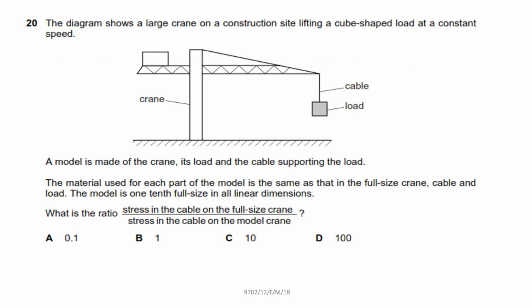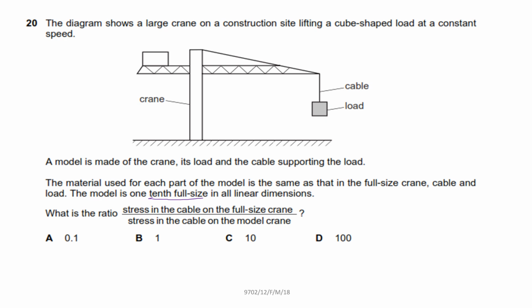Okay, for question number 20, this is a model crane in which a load is attached with a cable. This is a crane, and in this question the material used for each part of the model is the same as that in the full scale crane, so the materials are the same. The model is 1/10 of the original size, so you have to compare the stress in the cable on the full size crane and the stress in the cable on the model crane.